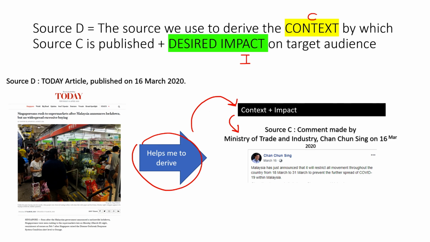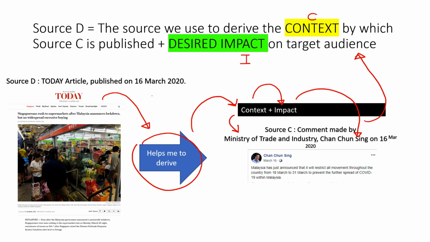So I repeat, source D helps me to better derive the context by which source C would make the speech. And when I understand the context, it would then of course make it easier for me to derive the intended impact that the speaker, Chan Chun Sing, wants to achieve on his targeted audience.